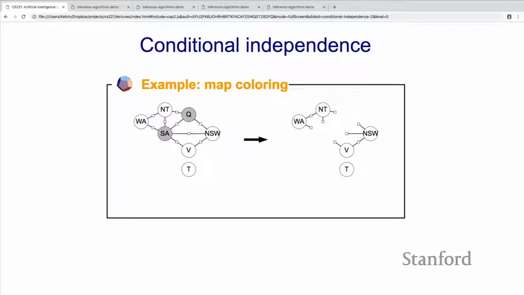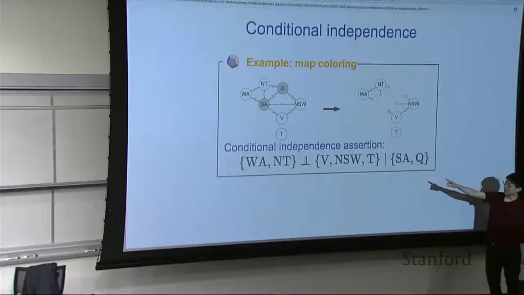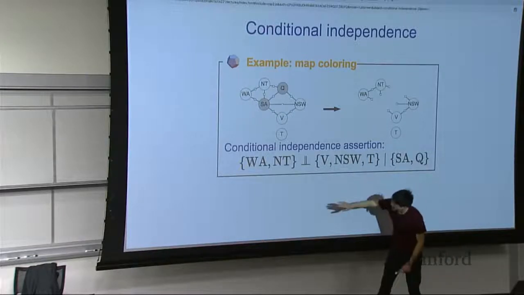So for this problem of the map coloring problem in Australia, you can see that if we condition on the grayed out variables, we can break the graph like this. And this is a formal statement of what I just said. The part that we're conditioning on usually goes right here on the right of the pipes. And the independent components are this part right here and this part right here.